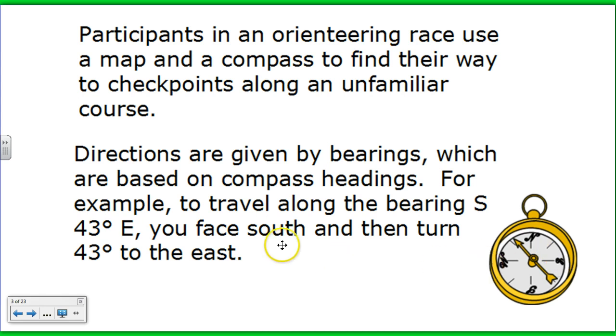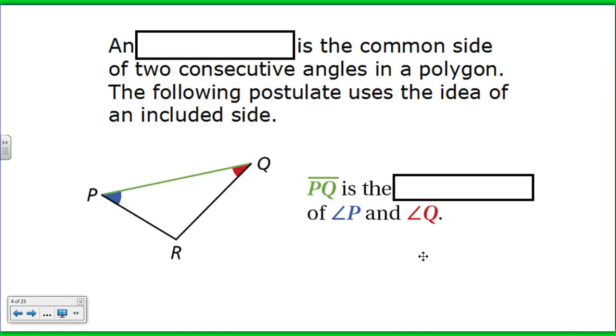So for this heading again, we would face straight south, and then we would turn using a protractor 43 degrees from south. So this would be 0. We'd go 10, 20, 30, 43 degrees to the east, toward the east side, and we would head exactly that way. Okay? Good. So we're going to use that later in the lesson.